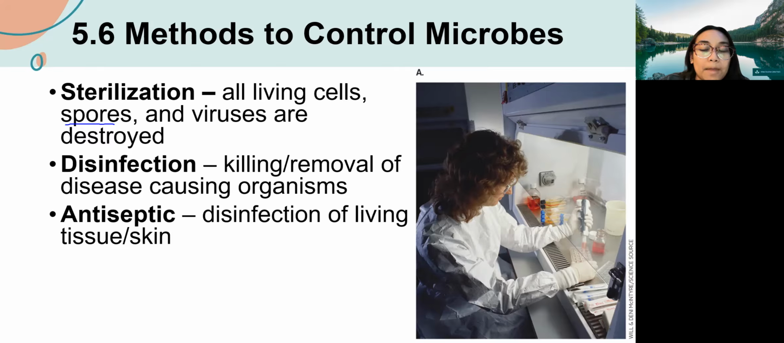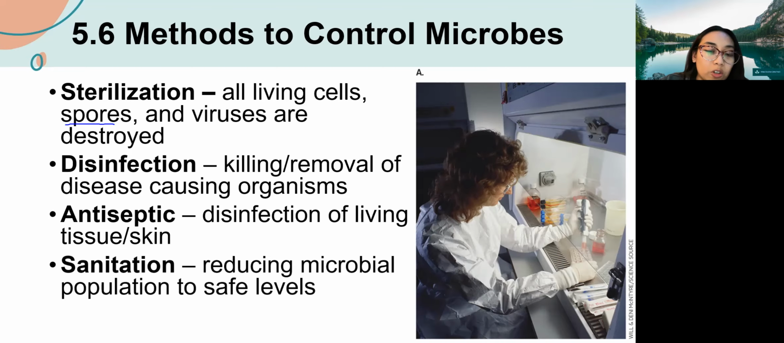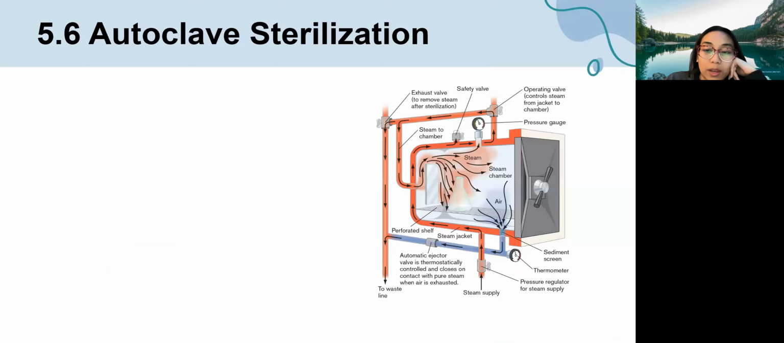So yeah. And then finally, the last one, sanitation. We're trying to reduce the microbial levels to get it to a safe level. So we know that we're not killing everything, but we're at least decreasing it enough so that it's not filthy, is essentially what we're doing there. Okay, so there's a couple ways that we can sterilize things, and one of them is through the autoclave, which we talked about in the lab.